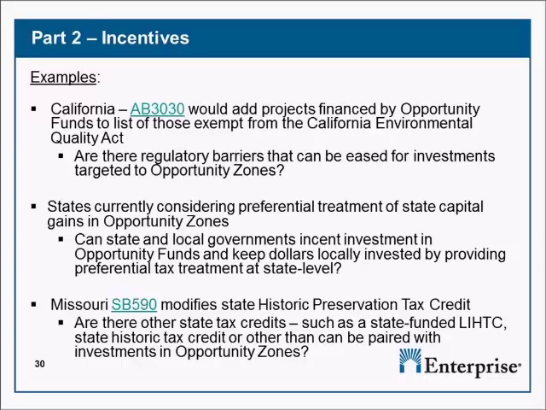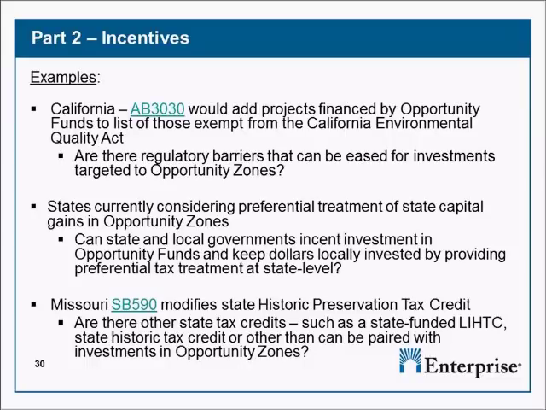Secondly, I don't have any examples of existing legislation. I haven't seen anything proposed, but I'm aware that there is a small handful of states that are currently weighing options for how they might provide preferential treatment of state capital gains in opportunity zones locally.